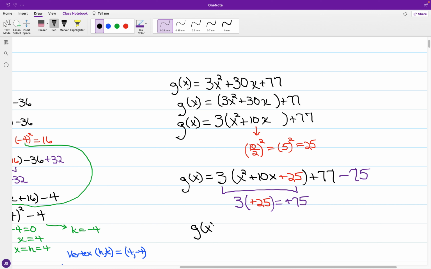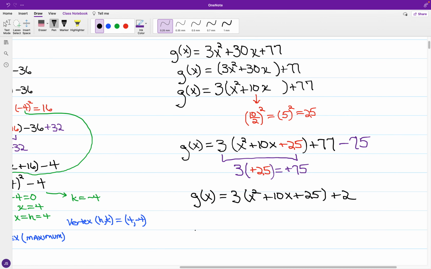So in the rewrite, we've got g of x is equal to 3 times the quantity x squared plus 10x plus 25, and we have 77 minus 75. That's going to leave us with plus 2. And you can check what we have here to see if this goes back to where we started from. Here we have 3x squared. 3 times 10x is 30x. 3 times 25 is 75. 75 plus 2 is 77. And so now I'm able to express the vertex form.